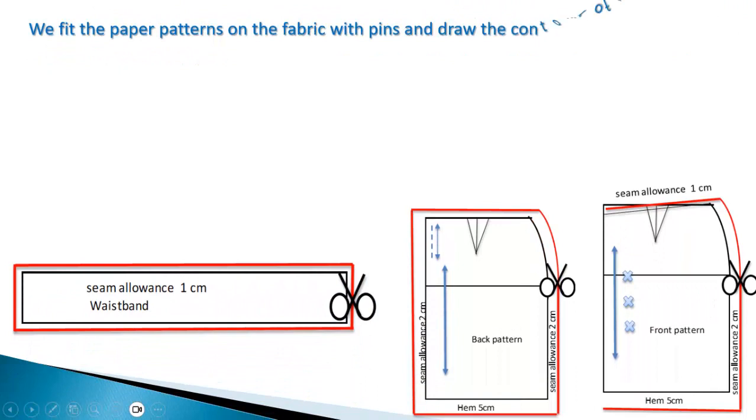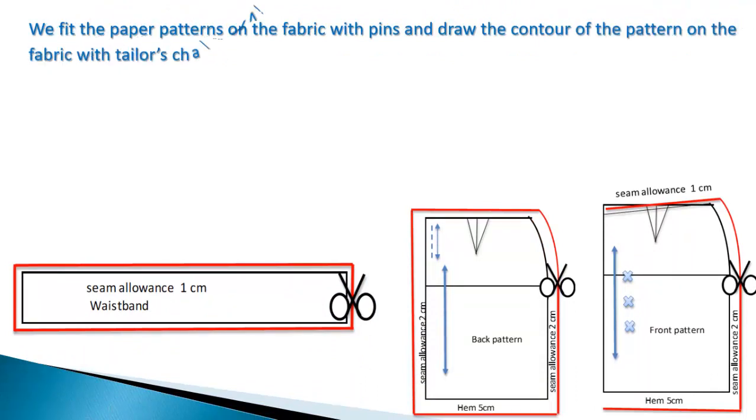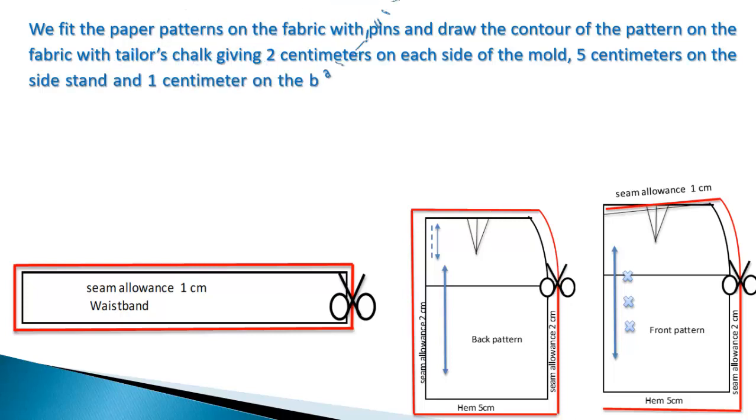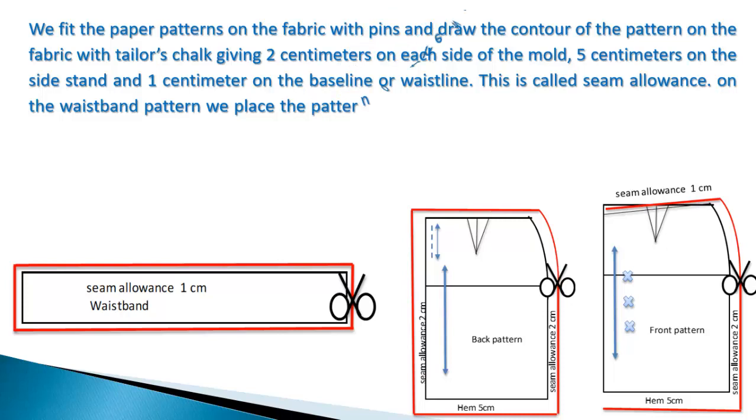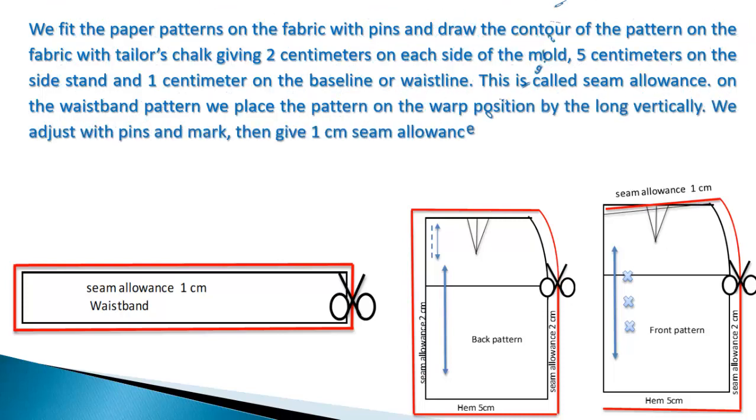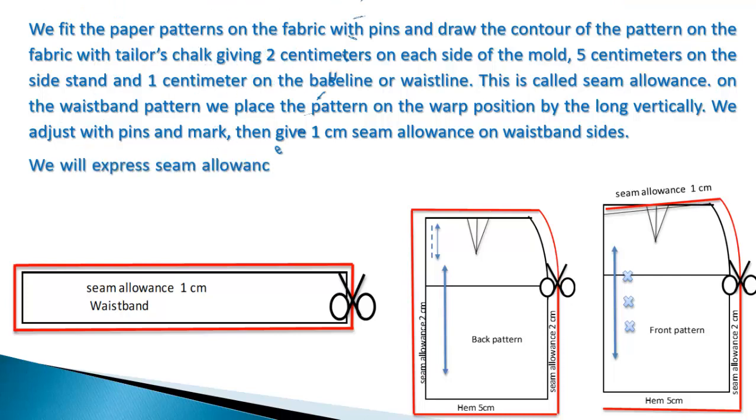We fit the paper pattern on the fabric with pins and draw the contour of the pattern on the fabric with tailor's chalk, giving 2 centimeters on each side of the mold, 5 centimeters on the hem, and 1 centimeter on the base line or waistline. This is called seam allowance.